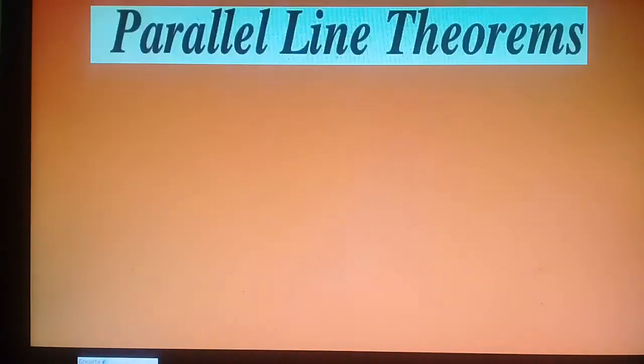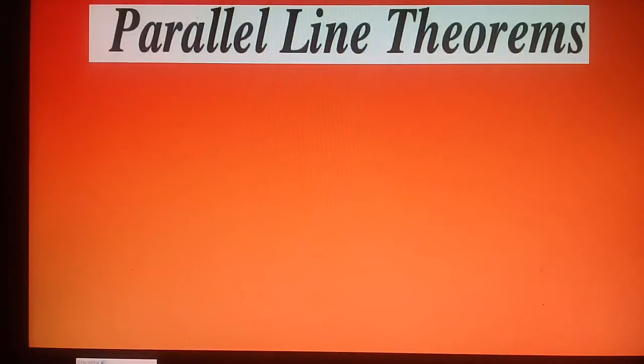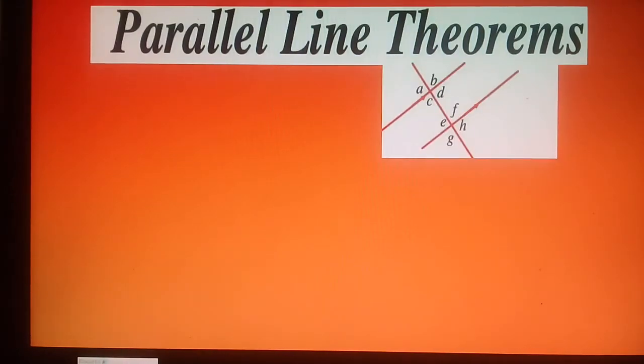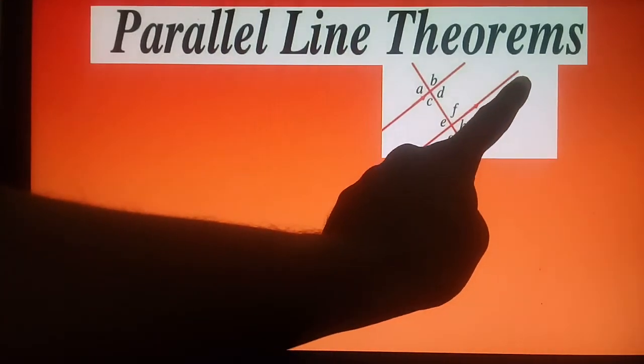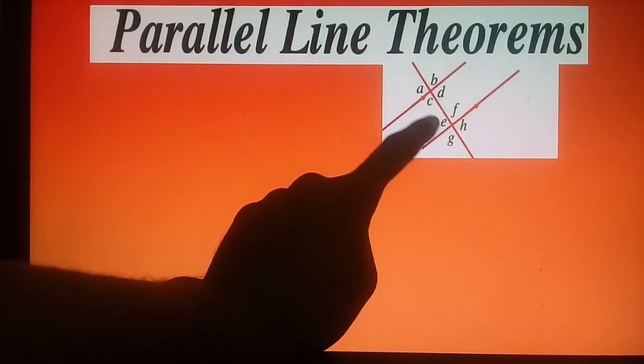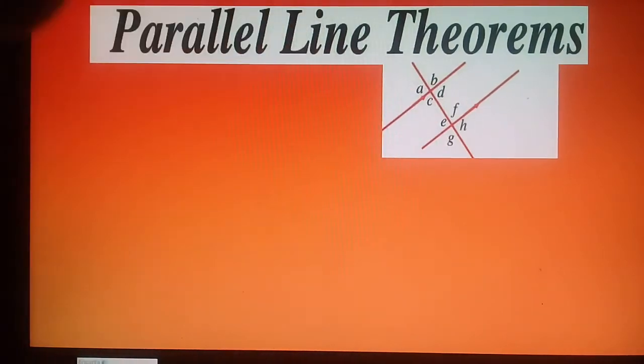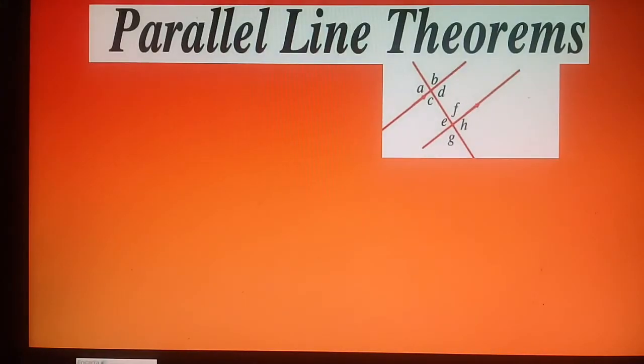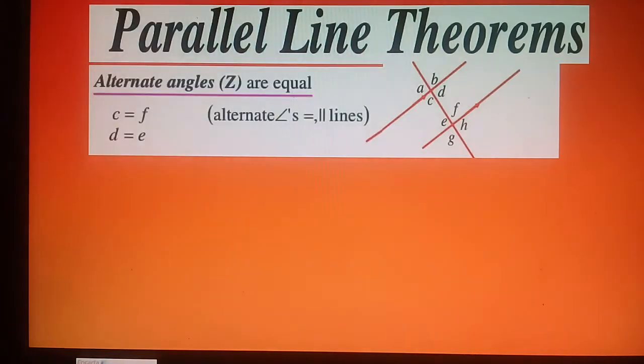Okay, now we have to know the parallel lines. We have parallel lines, as you can see, we have this line going there and that line going there. These two lines are parallel, and we have to know the facts on parallel lines that we talked about: alternating angles, corresponding angles, and co-interior angles. Okay, let's just go on.